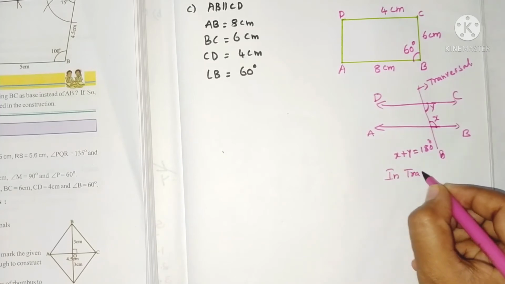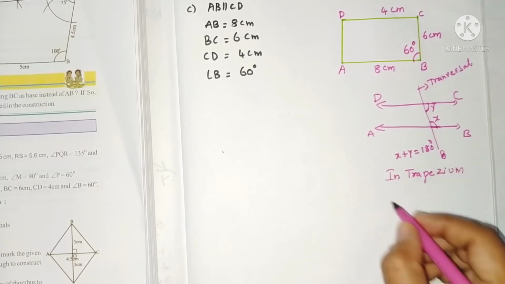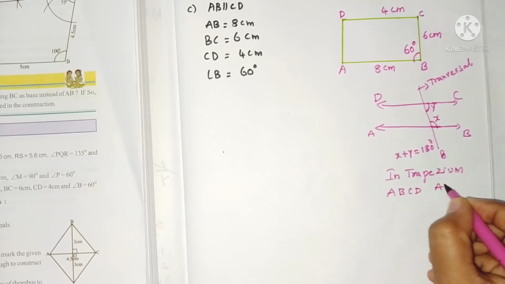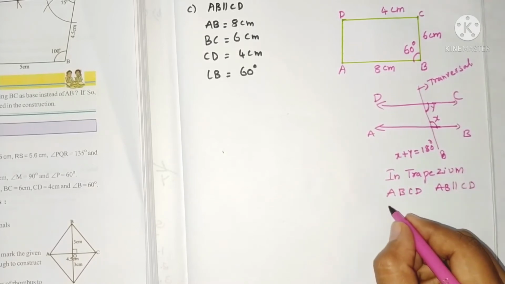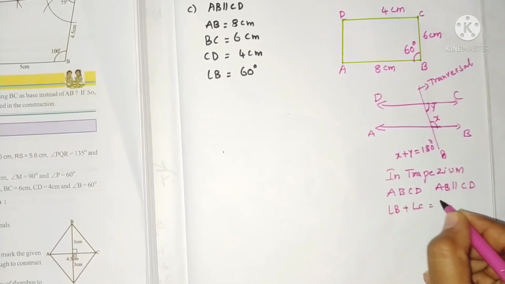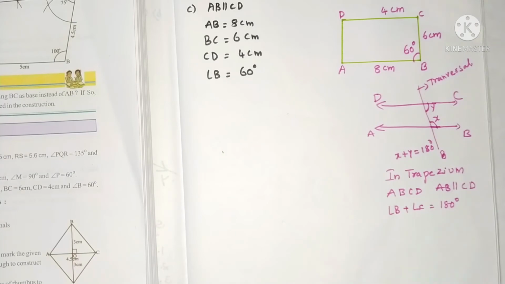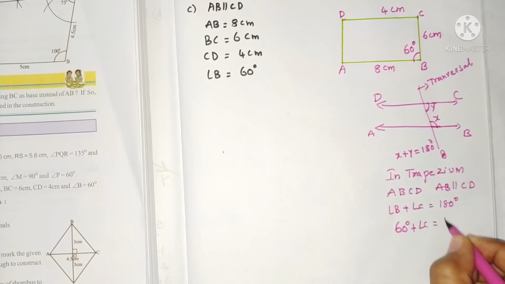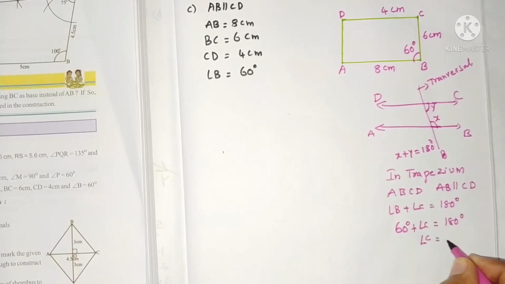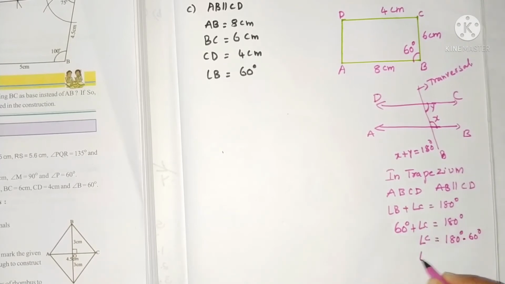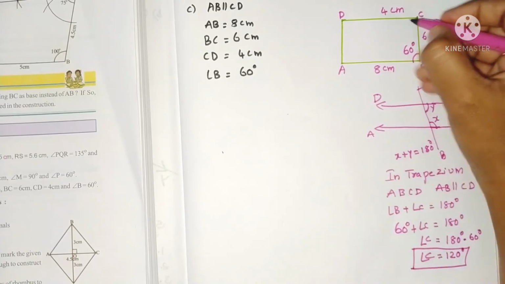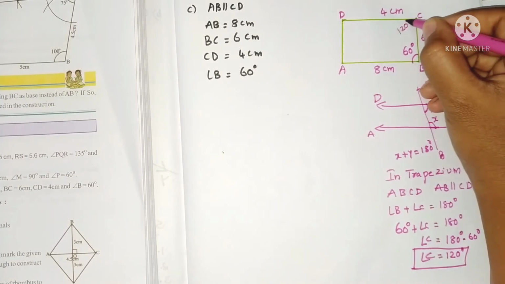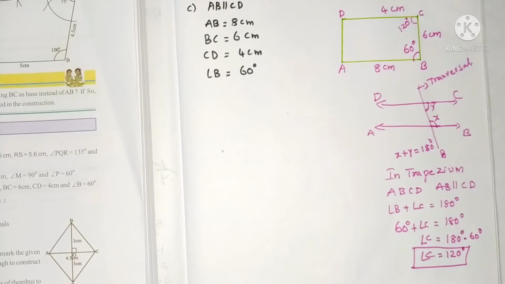In the same pattern, in trapezium ABCD, AB is parallel to CD. So angle B plus angle C is equal to 180 degrees. We know angle B, that is 60, so angle C is equal to 180 degrees minus 60. So angle C is finally 120 degrees. So what is the angle C? 120 degrees. Now we will construct it.